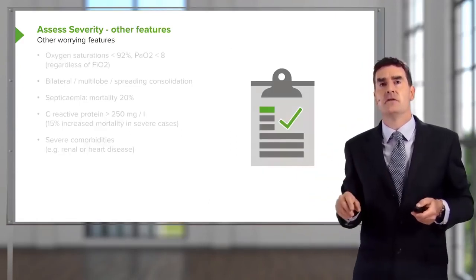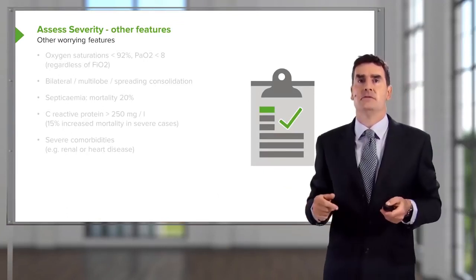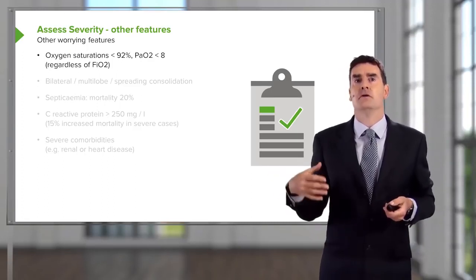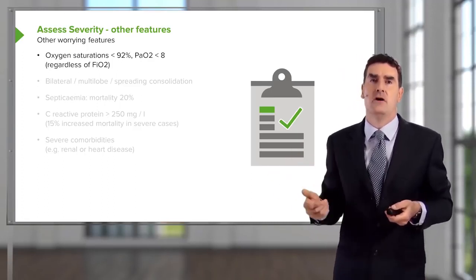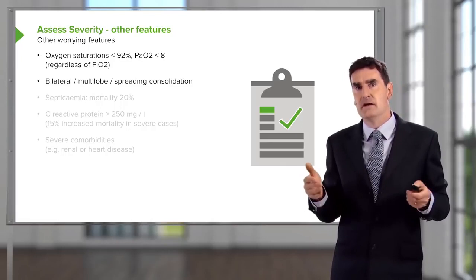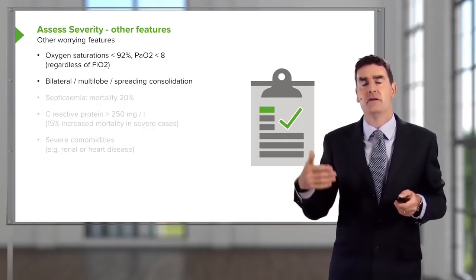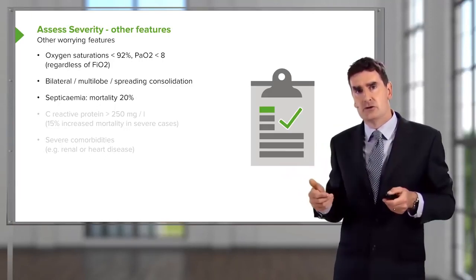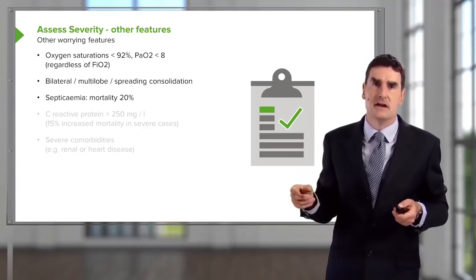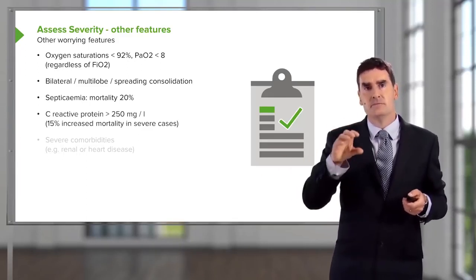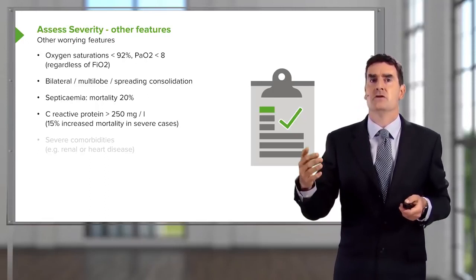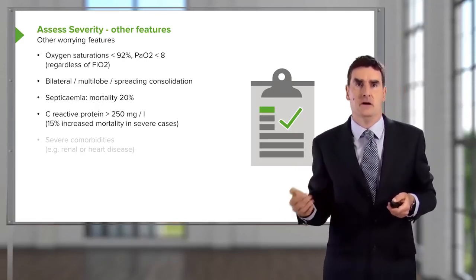As well as the CURB-65 score, there are other clinical features that can be used to identify patients who may have more severe disease. Worrying features are those who are hypoxic despite a high inspired oxygen concentration, and patients who seem to have bilateral disease, or disease that spreads during the hospital admission despite the antibiotics. If somebody has a blood culture which is positive for an infective organism, that instantly places them into a group that has a mortality of about 20%. The C-reactive protein, the blood marker for inflammation, if it's particularly high, above 250, seems to suggest patients who have an increased mortality in some published data.